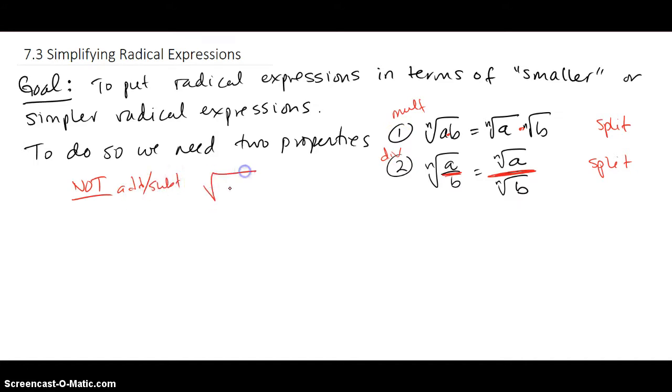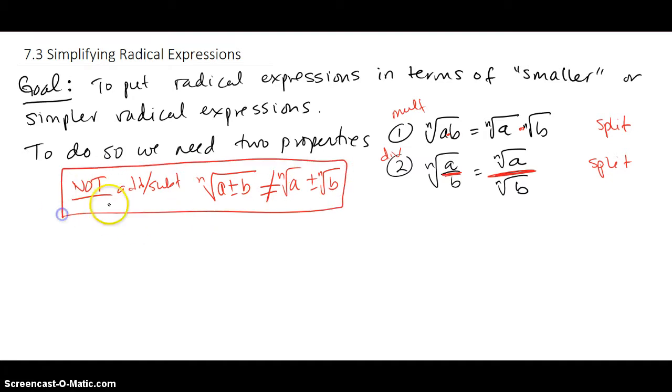So if I have nth root of A plus or minus B, that does not equal the nth root of A plus or minus the nth root of B. So this is a big no-no. Right here does not apply. If I have multiplication or division, it does apply and I can split them into two separate pieces.